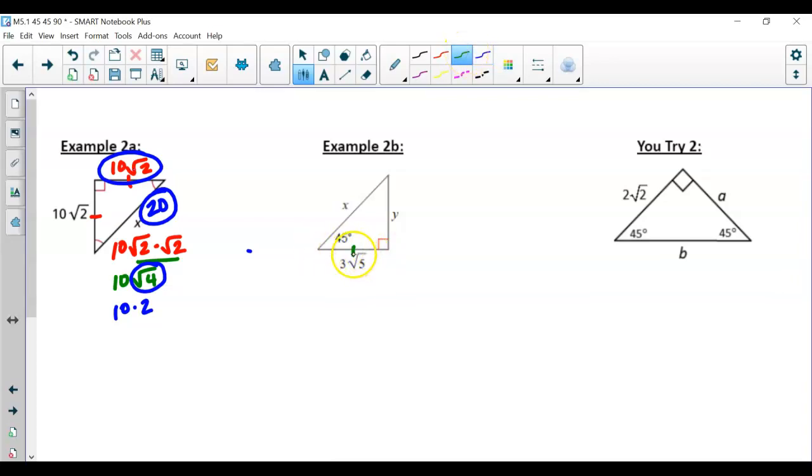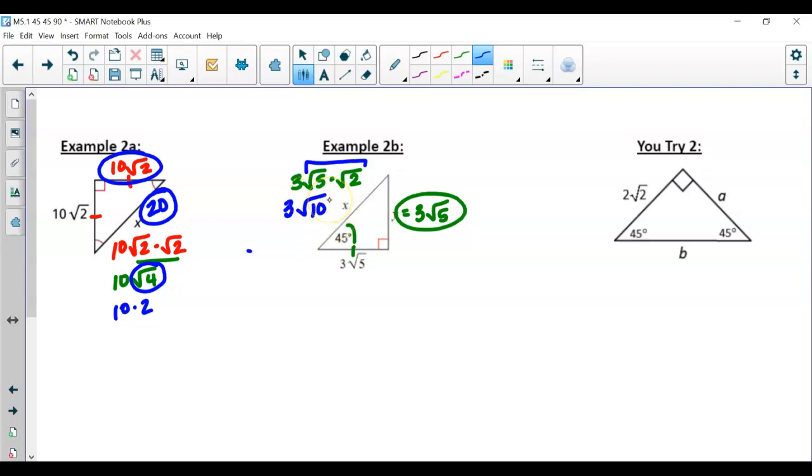Let's do another. If this side is 3 radical 5, we have a 45-degree triangle, then y is also 3 radical 5. Then here the hypotenuse is 3 radical 5 times radical 2, which, again, we simplify by multiplying only the radicals, like terms. So this is 3 radical 10.